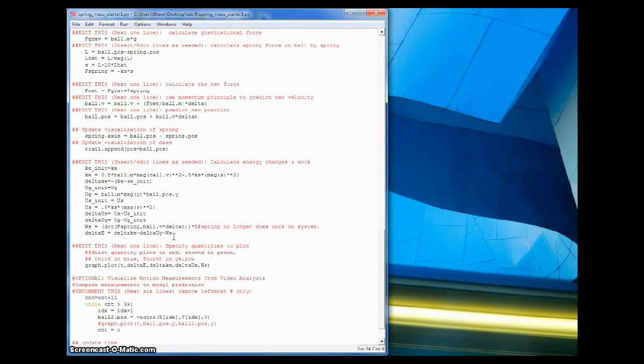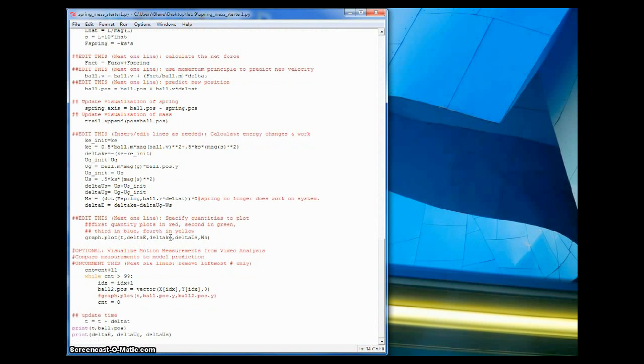So when you run your simulation, you also want to get graph data of the delta E, the delta K, the delta of the spring potential, and the new work of the spring. The delta E, which is changed energy, will be in red. The delta K, which is kinetic energy, will be in green. The delta spring potential will be in blue, and the work of the spring will be in yellow. And when you run the program, it looks like this.